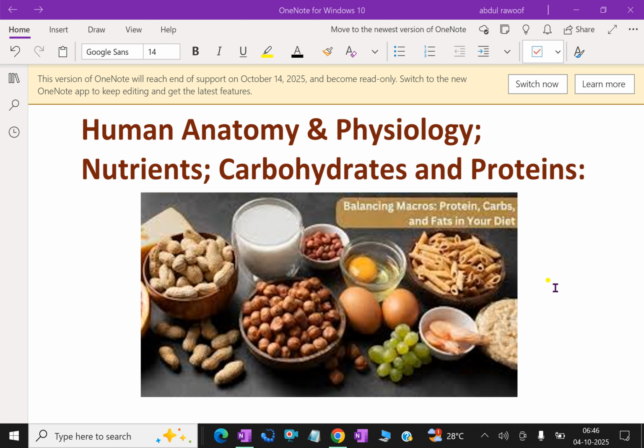Nitrogen balance, what is that? Excess amino acids are broken down. The amino group, that is NH2, is converted to the nitrogenous waste product urea and excreted by the kidneys. The remainder of the molecule is converted to either glucose or a ketone body.